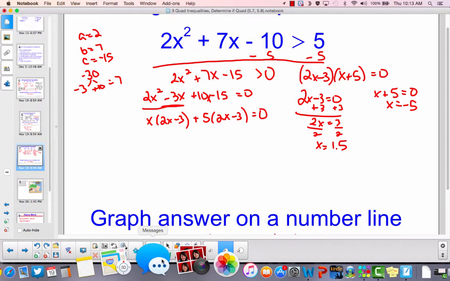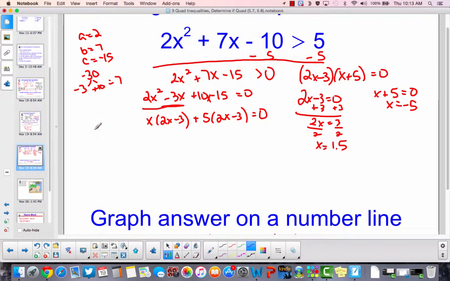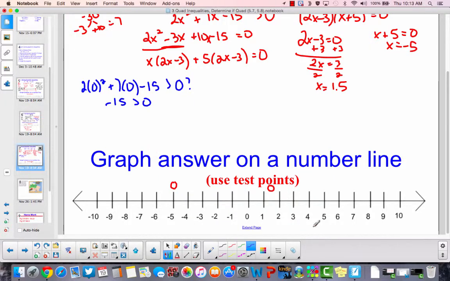So let's go ahead and plug the 0 in. I have 2 times 0 squared plus 7 times 0 minus 15, and we want to know, is that greater than 0? 2 times 0 is 0. 0 squared is 0 times 2 is still 0. 7 times 0 is 0. So is negative 15 greater than 0? No, it's not. So it is probably not in there. We still need to pick numbers over here and down here just to double check.